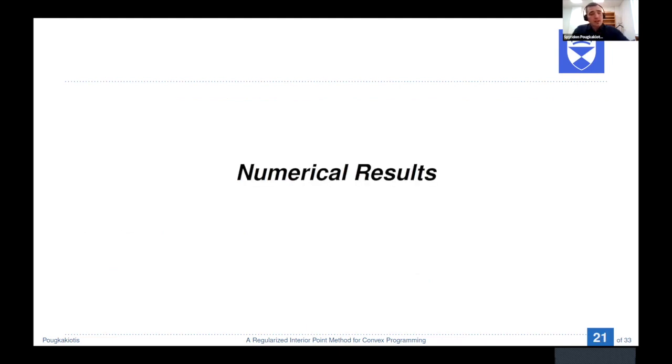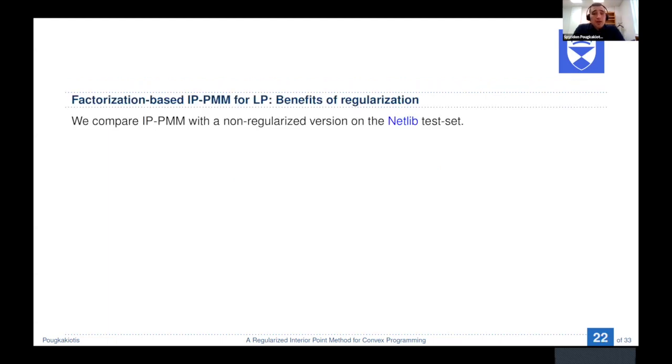Okay, so that brings me to some numerical results to give you an idea of how this method works, and most importantly, to try to convince you of the importance of using regularization in the context of interior point methods. So the first test, what we're trying to do is see the benefits of regularization in terms of both efficiency as well as robustness.